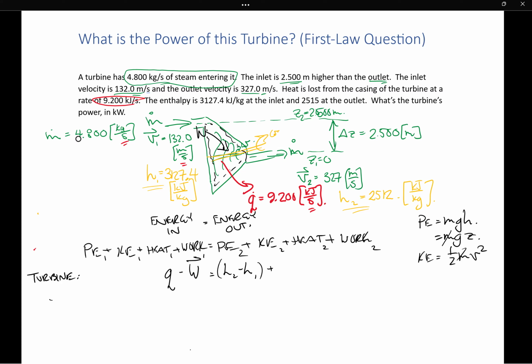Plus it's going to equal the amount that has been gained from potential energy, Z2 minus Z1, which is just the height. It's just 2.5 meters. And the change in kinetic energy. So if you sub in kinetic energy, potential energy into this equation, this is what you'll end up with.